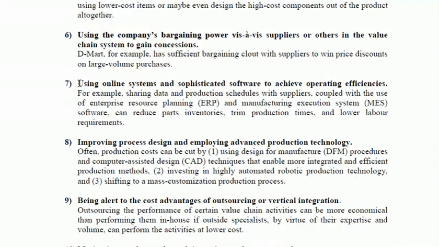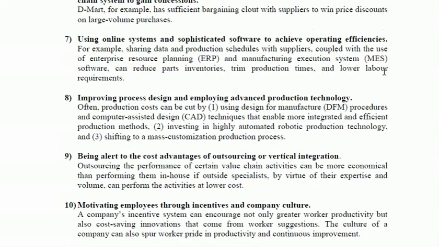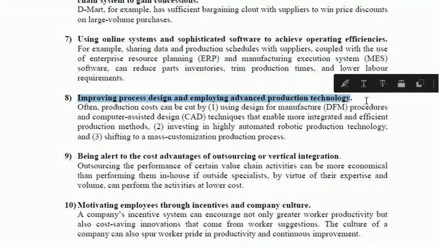And then the seventh one is about using online and sophisticated systems to achieve operational efficiency. When you are using online or sophisticated systems, your wastage is reduced, your requirement of workers is reduced, your mistakes will be avoided when the machines are working properly, and human error could be avoided when using sophisticated software systems.